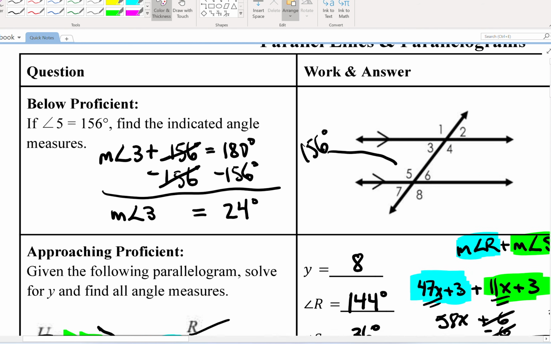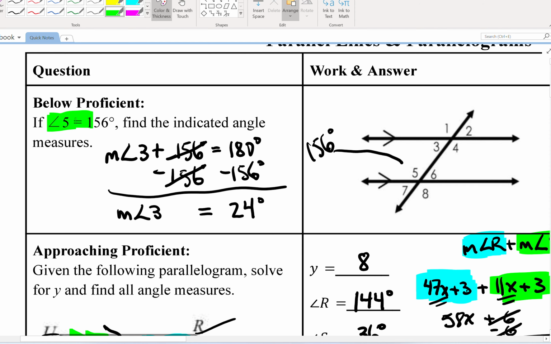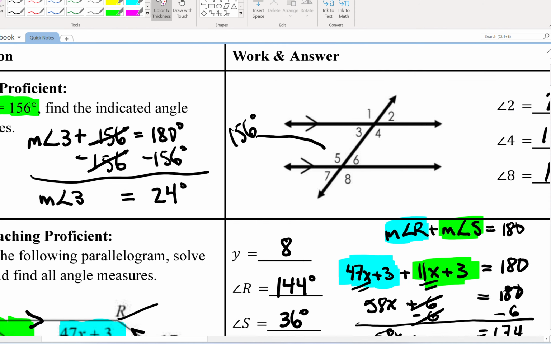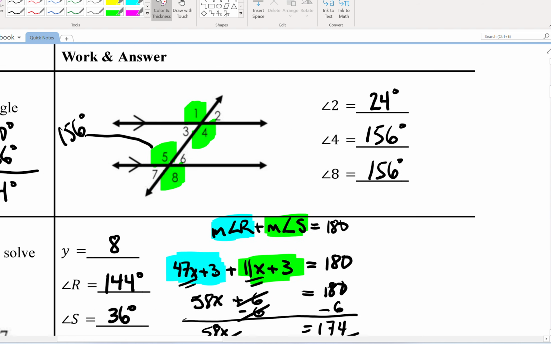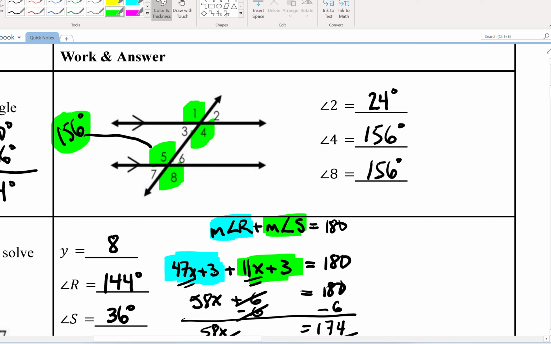Entonces aquí nos han dado esta información de que el ángulo 5 mide 156 grados. Y este ángulo 5 es correspondiente con 1. Es alternate interior con 4. Es un ángulo vertical con 8. Y todos esos ángulos son congruentes. Entonces, si 5 es 156 grados, 4 también, y 8 también.